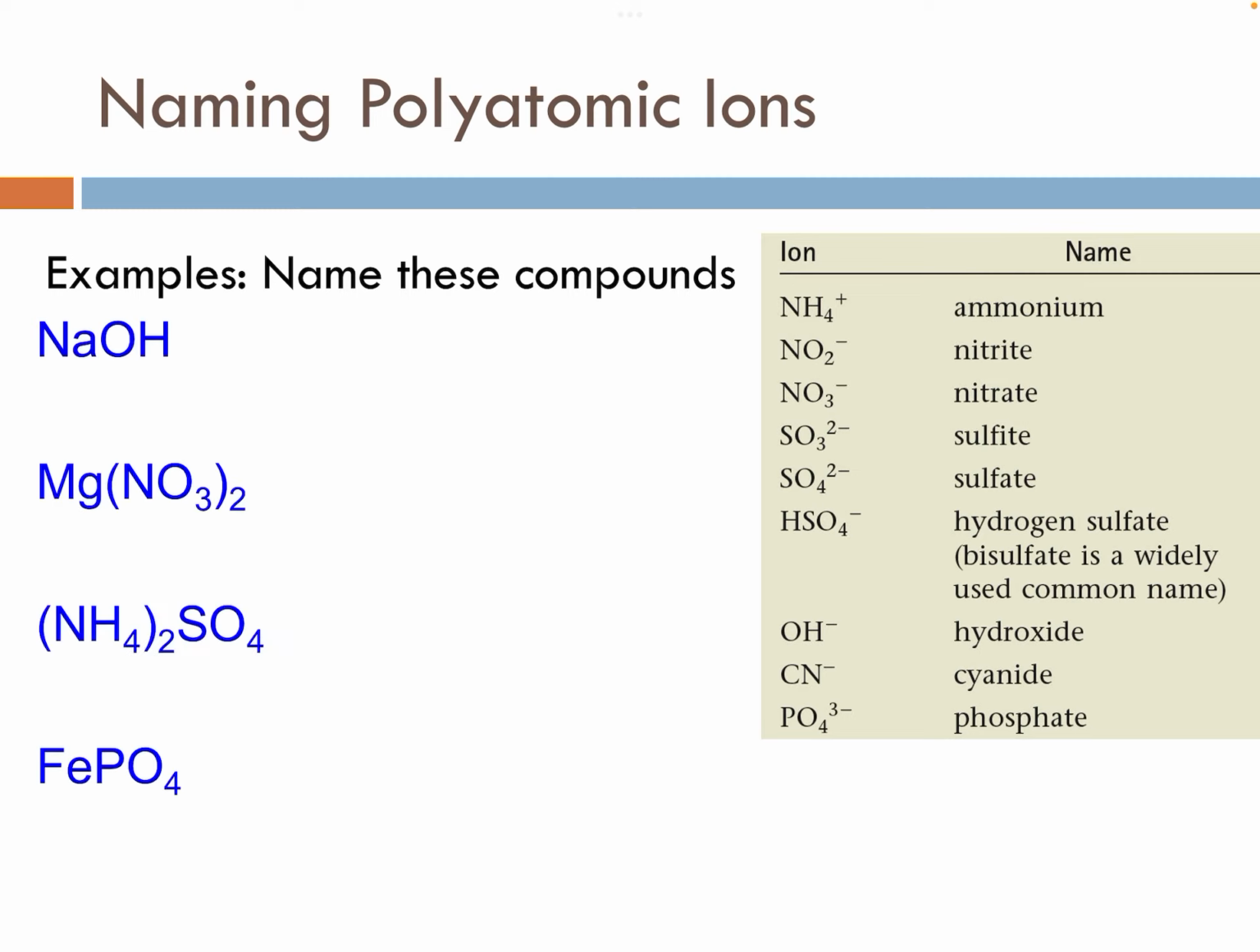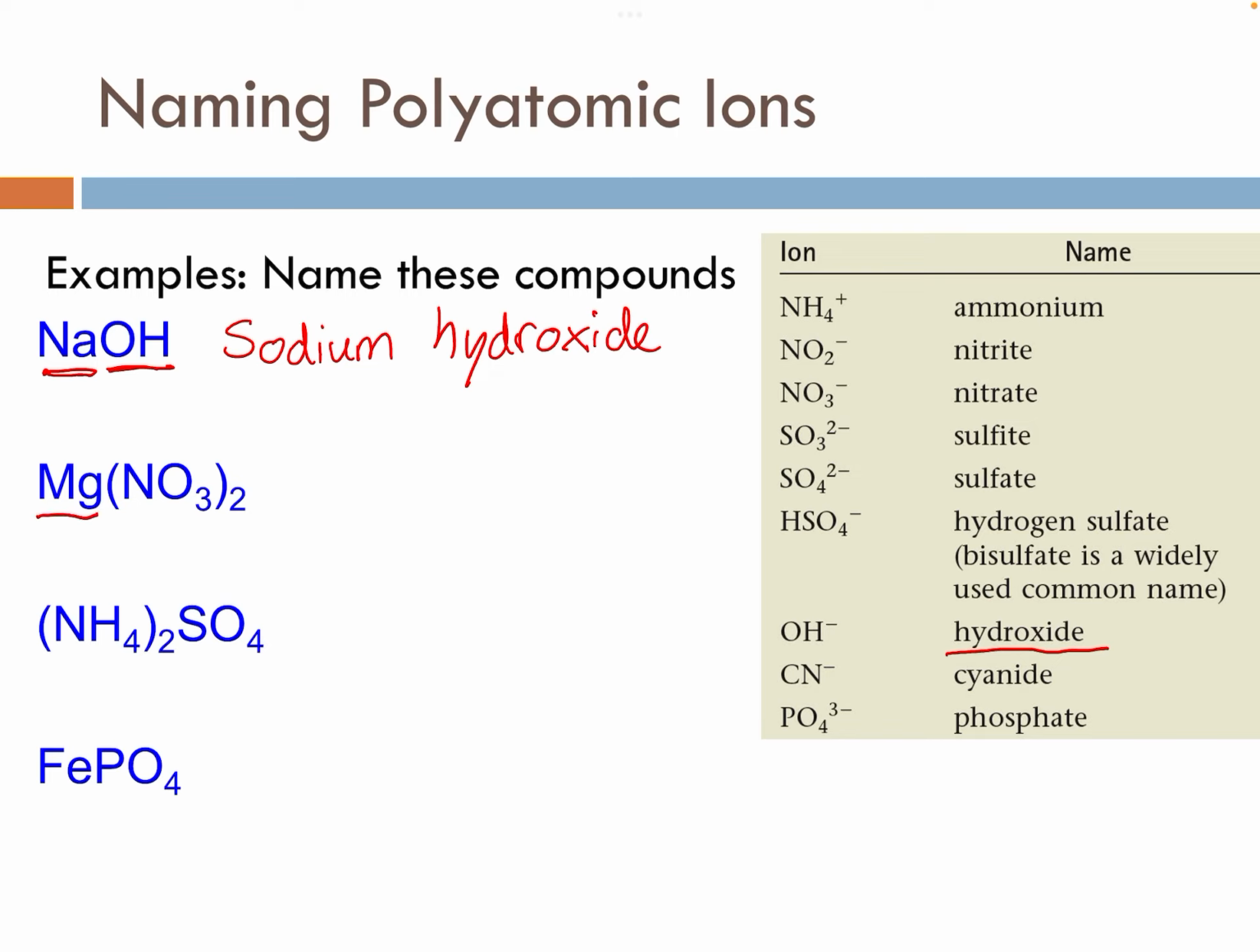Here we've got a sodium. So I just write down sodium first to name this guy. Bonded to OH. Well, OH is a polyatomic ion, and its name is hydroxide. So I just get to write that name down. Don't have to change any weird endings. I just write down the polyatomic ion name.